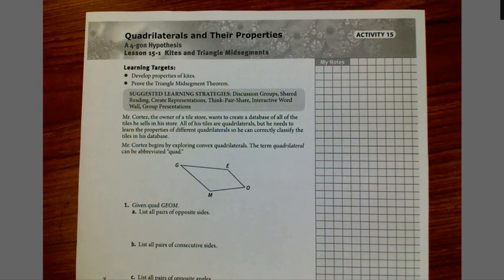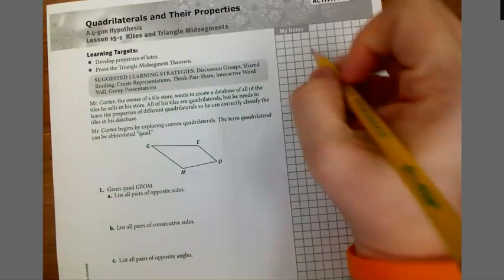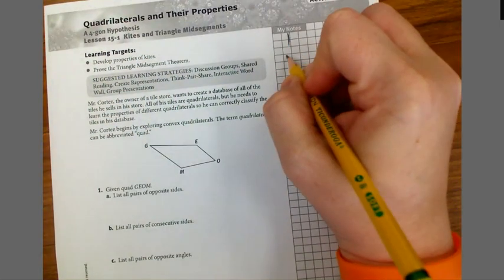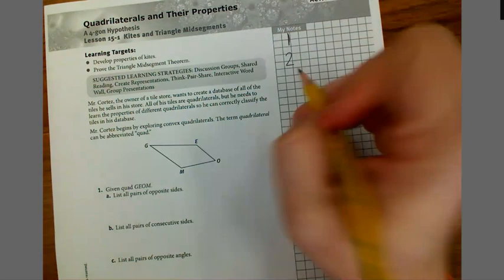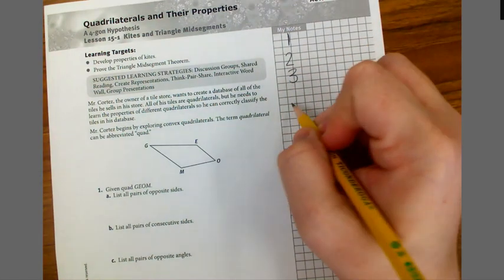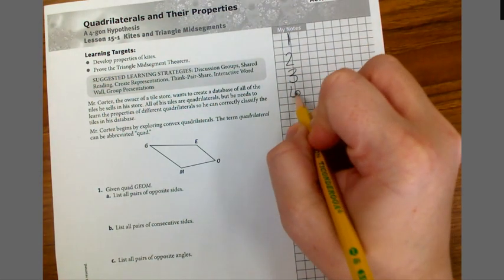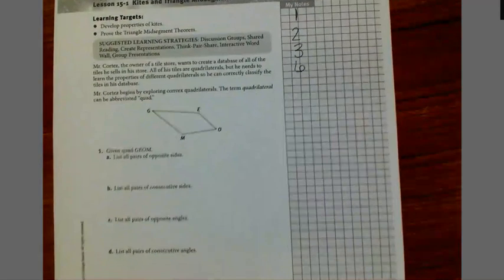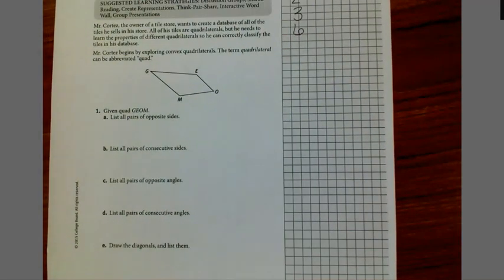Today we will be covering lesson 15-1 on kites and triangle midsegments. This lesson will be divided into 4 separate chunks. The first section will cover question number 1, then we will cover question number 2, question number 3, and then question number 6.